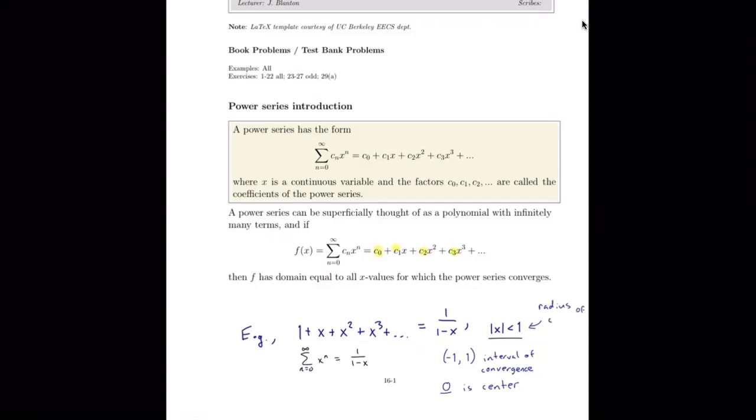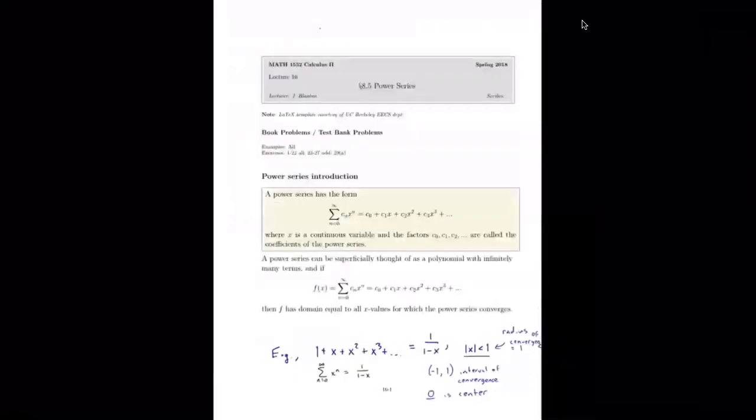So radius of convergence equals 1 in this case, kind of scribbled in there. So these are all the parts to a power series, and that's primarily what we're interested in this section. So let's have a look at the more formal take on all of this.